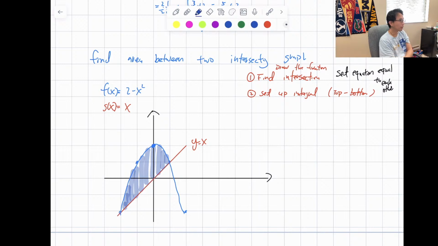Now, our graph is not accurate. On the test, I want you to figure out manually where the intersection of the x value is. So I'm going to follow what Avadash told me, because Avadash is pretty good at math. Let's listen to him. Set the equations equal to each other. So 2 minus x squared is equal to x.